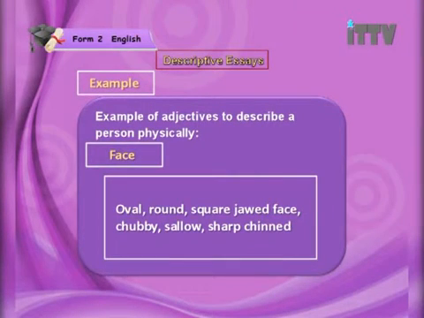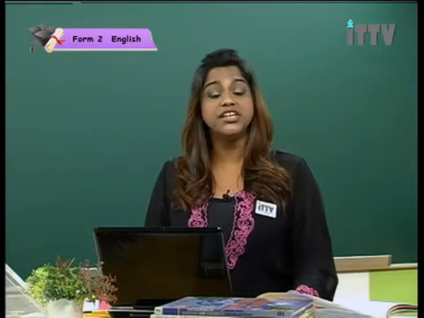Now, first for the physical appearance. In case you do not understand any words, I suggest you write them down and check them out in your dictionary. Adjectives to describe a person physically. Face-wise, a person could have an oval face, a round face, square-jawed face, chubby, sallow, or sharp chin face. An example would be, her face is chubby and she has a hooked nose with dreamy eyes. Or you could even say, her cheeks are sunken and she is pale-faced.